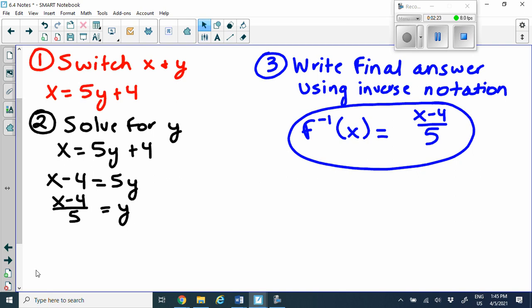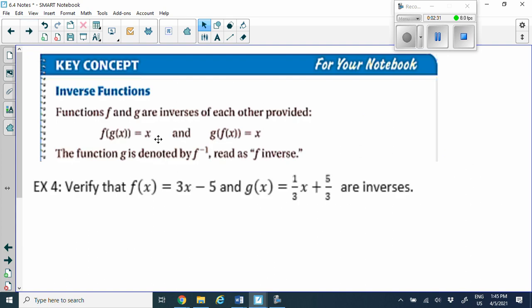And then this is going to be our final answer for the inverse. Okay, now let's talk about how we verify that two functions or equations or relations are inverses of each other. The functions f and g are inverses of each other provided f of g of x equals x and g of f of x equals x. So what this means is that we are going to create two compositions of functions. And when you simplify and both compositions of functions equal x, that means the functions are inverses.